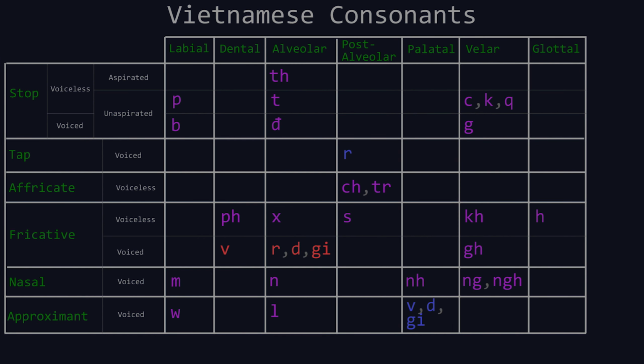The consonants in Vietnamese are ba, ba, ta, ta, da. Whoa, Ga, hold on. What are we looking at here? Who said that? I did. I'm you, except with an artificially lowered voice.